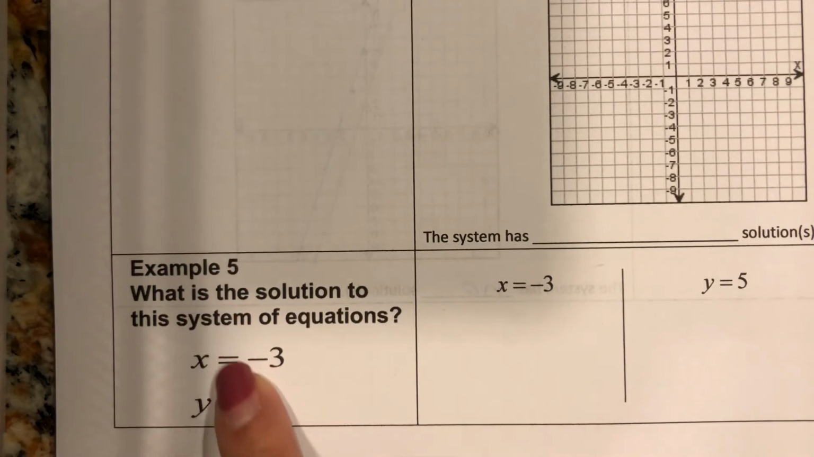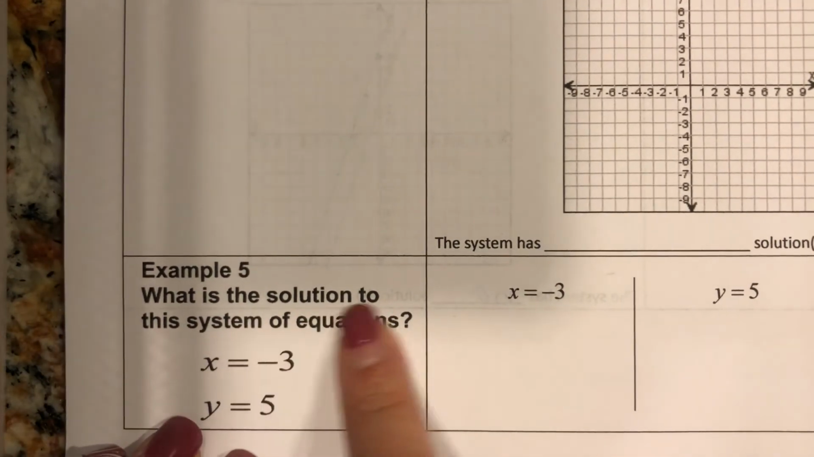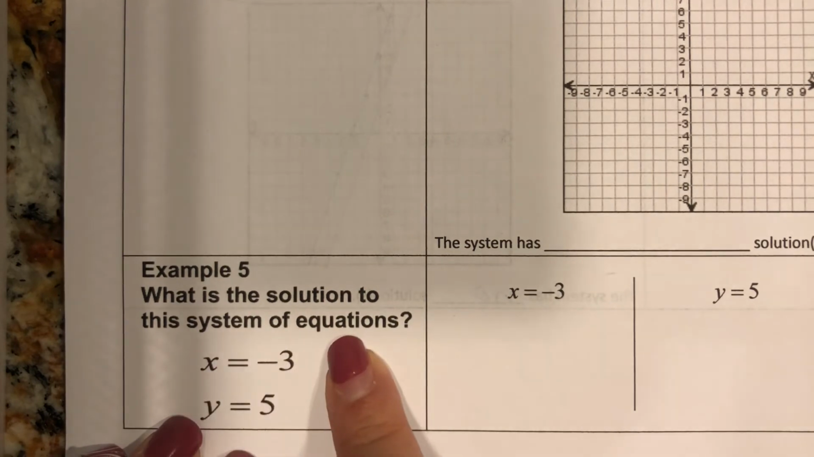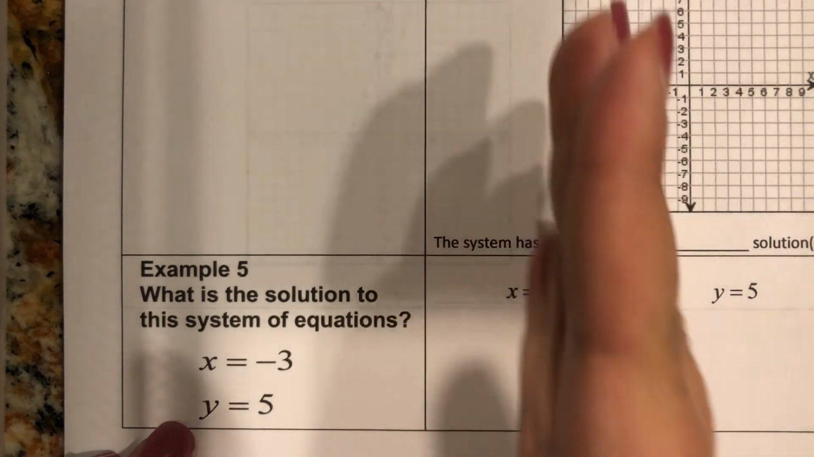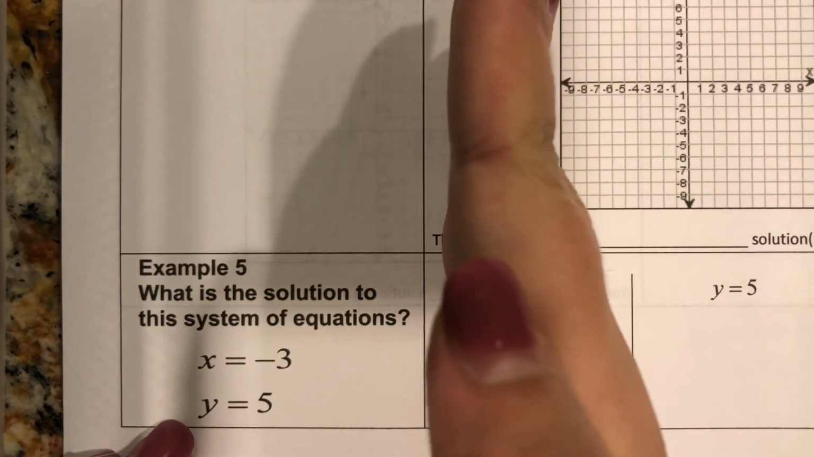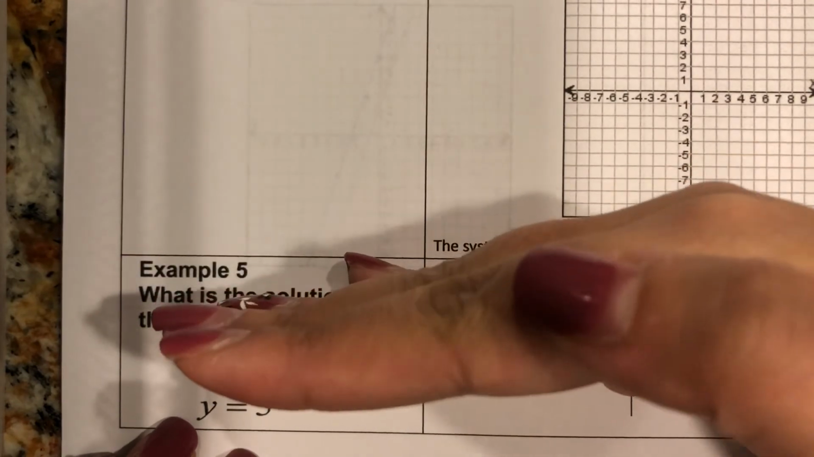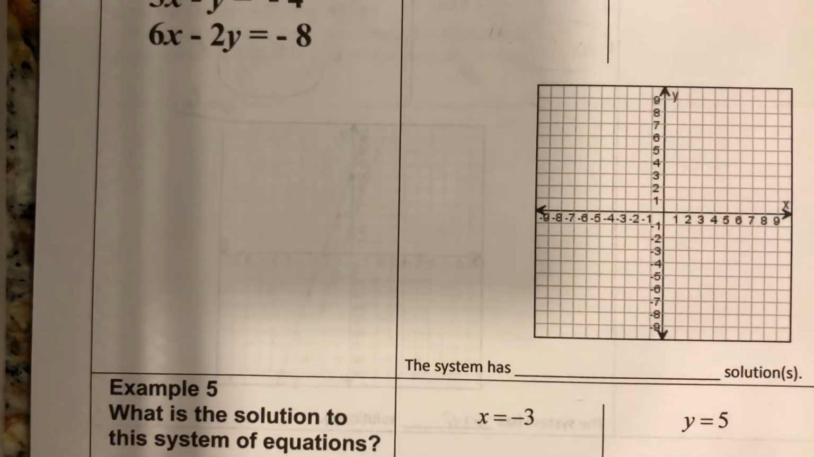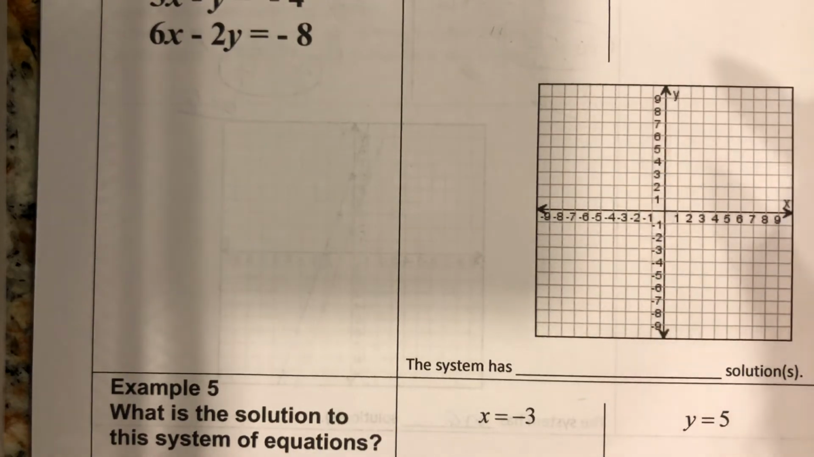For question 5, it's broken up from the back to the front. So what is a solution of this equation? X equals -3, y equals 5. Remember, x, you're going to have a vertical line. Y, you're going to have a horizontal line. So what does that mean? My x would go up and down. My y would go left and right. All right, so that's a hint for that one.